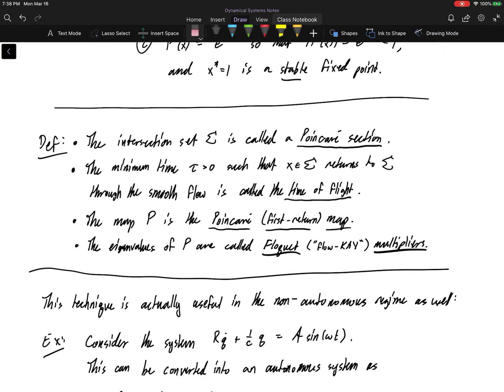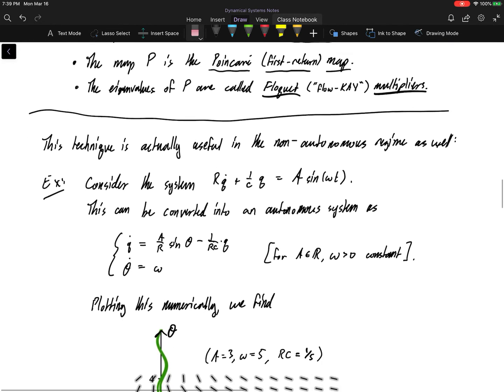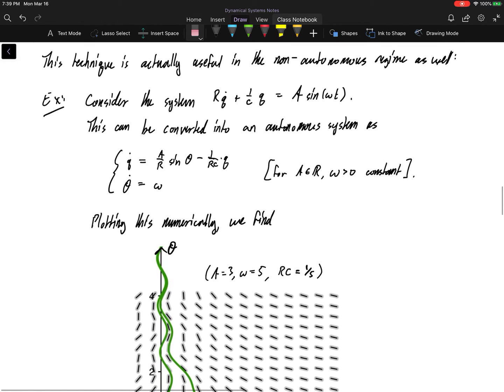So this technique is actually useful not just for autonomous systems, that we showed up on top here, things that were time independent in the vector field. But this actually is useful to us in the non-autonomous regime as well. I'd like to go through that example fairly quickly.